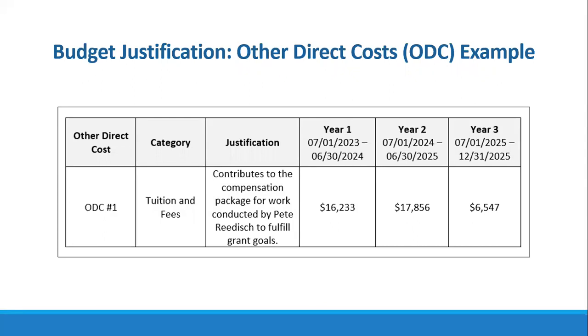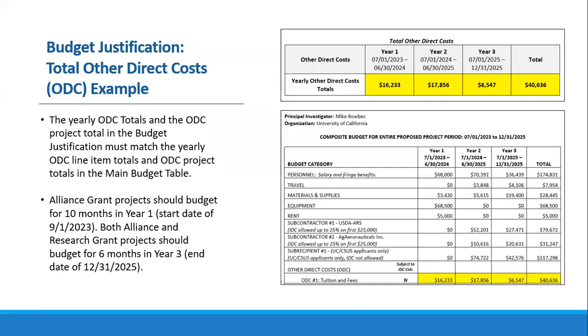So a really common one we see is tuition and fees, and a bit of a justification for why they're included here. And then these costs should be mirrored in the main budget table as well. And you'll note in the budget table on the right there, it's very important that you make the determination whether that direct cost is subject to indirect costs or not subject to indirect cost. And in the case of tuition and fees, those costs are not subject to indirect costs. Some things listed under other direct costs will.